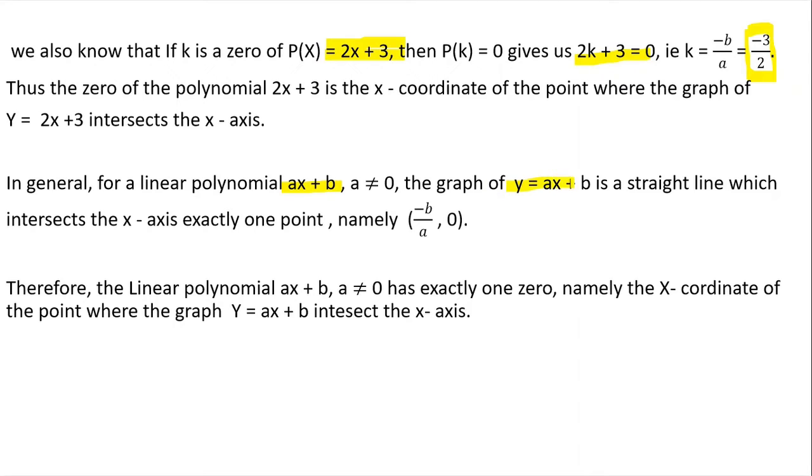Now in general, y is equal to ax plus b is a linear polynomial and the graph of y is equal to ax plus b is a straight line which intersects the x-axis at only one point, namely minus b by a, 0.